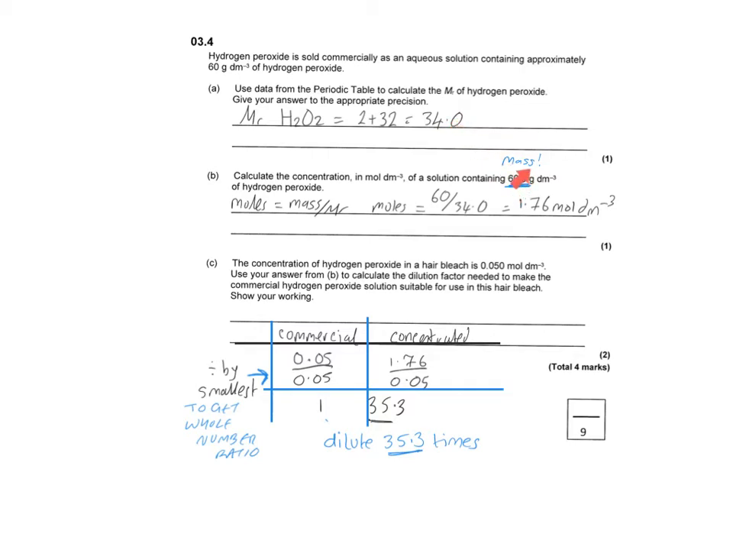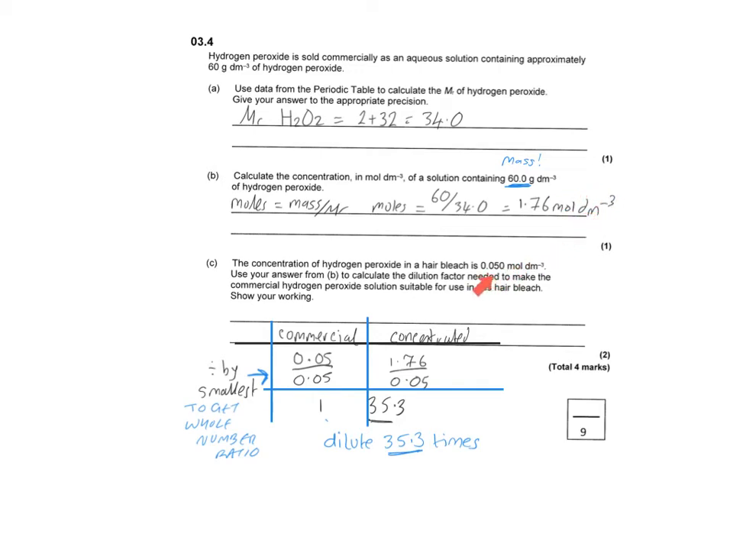You've been given a mass, which here is 60 grams. So as soon as you see a mass, you know that if you divide mass by MR, you're going to get the moles. So the moles of the hydrogen peroxide in 1 decimeter cubed is 1.76, or 1.76 moles in 1 decimeter cubed. There's the concentration.